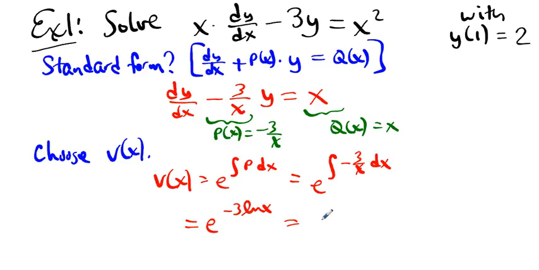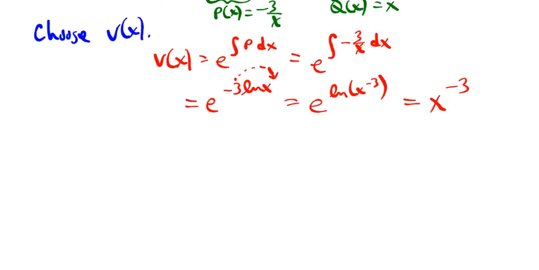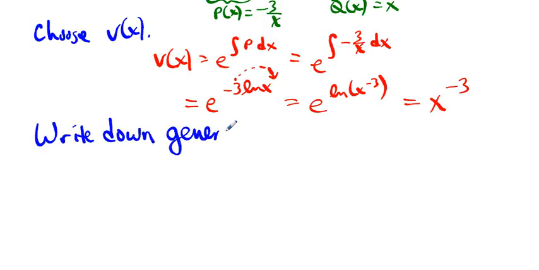A little bit of trickery with logs. This is the same as, right? And we know that e to the natural log of whatever is whatever. So that helps us choose our v of x. Well, once we know what v of x is, this is easy because we just write down the general solution.